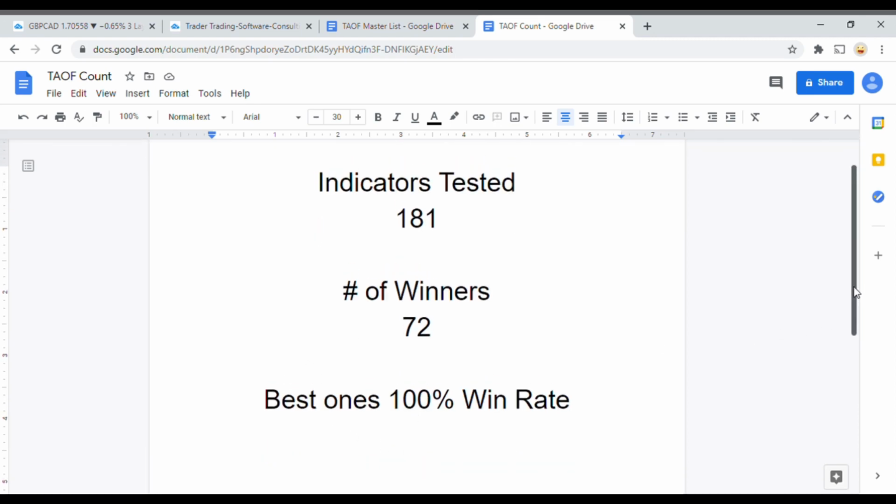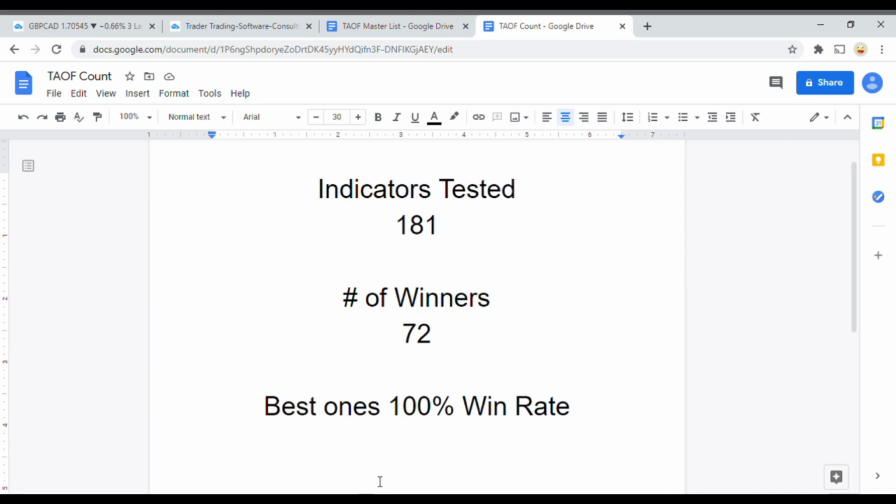So to date, we have tested 181 indicators. And out of those 181 indicators, 72 of them have been winners, which means that they have met or exceeded the 60% win-loss ratio threshold that we have set for them. The best ones so far were able to achieve a 100% win rate.